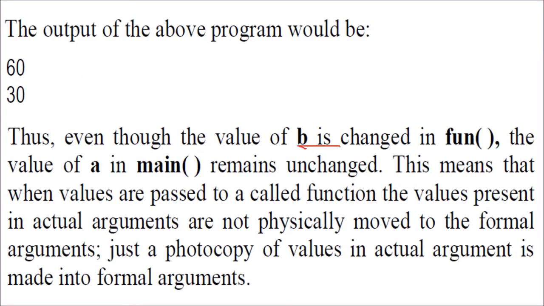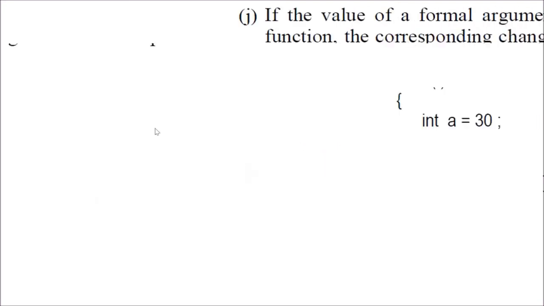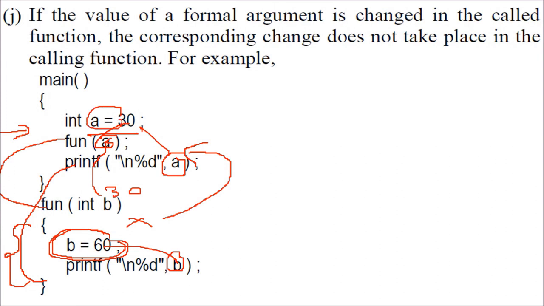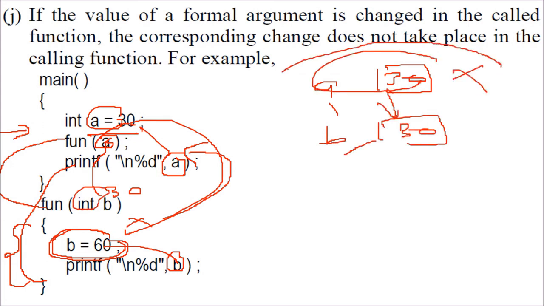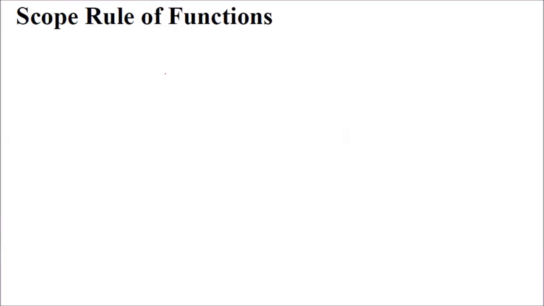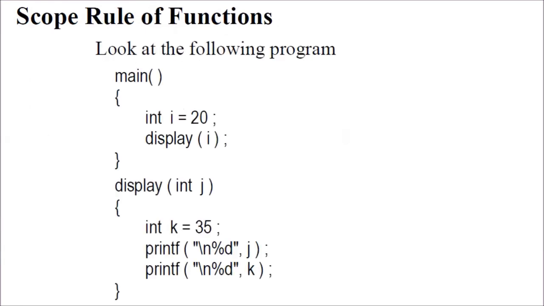So even though the value of B is changed in the function, it is not going to be changed in your main. It remains unchanged. For that, just understand that we are sending a photocopy, or a copy of A, not exactly A. So A is 30, a copy of A, that is B, will be sent. This has no effect. This will remain intact. What are the scope rules of a function?